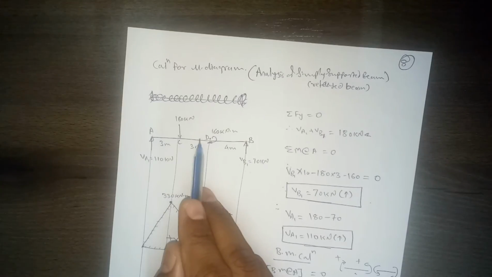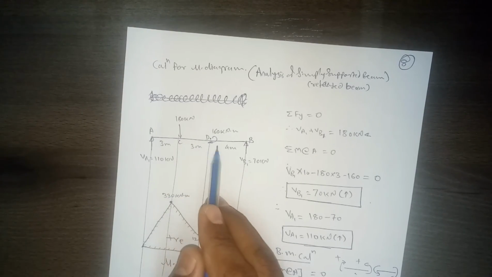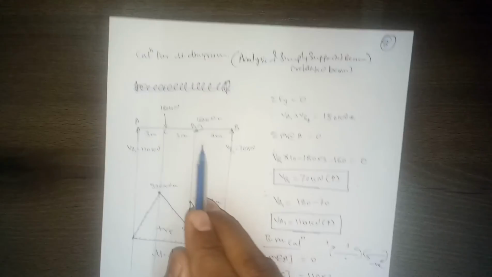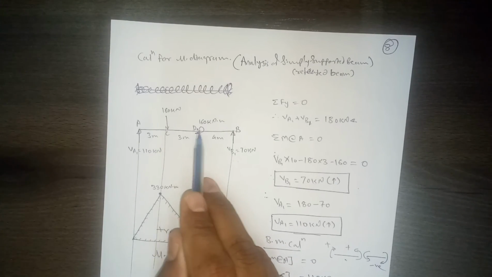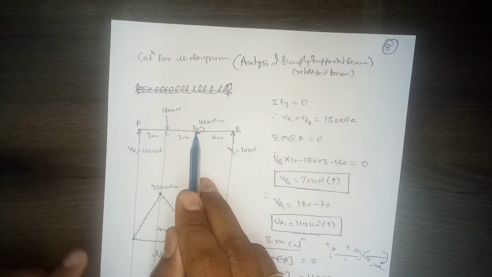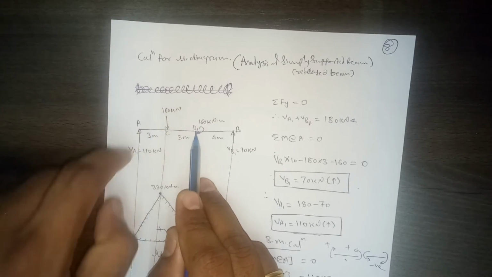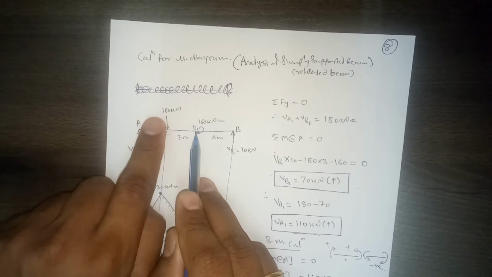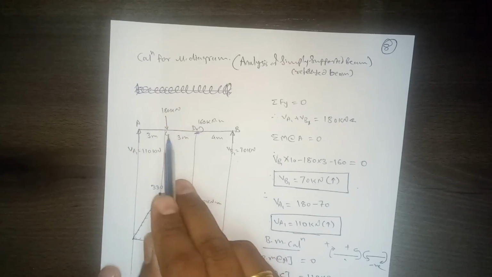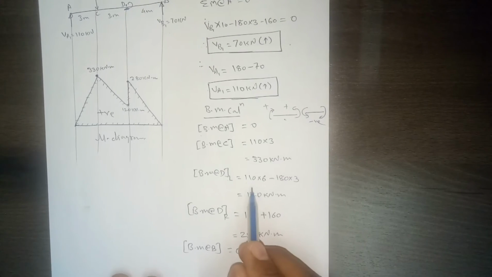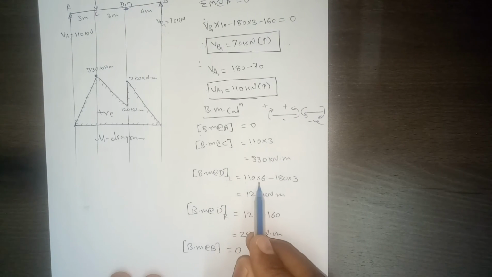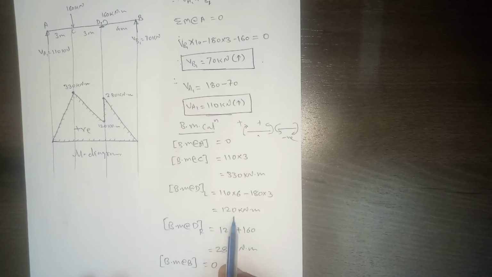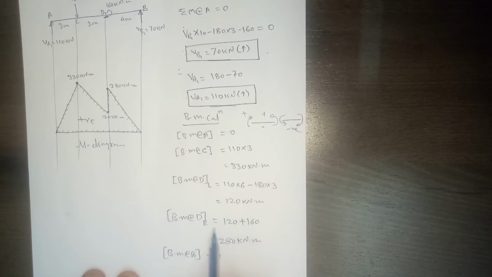Then at point D we have a concentrated moment, so we have to calculate left and right. We will calculate the left first. Here we are calculating on the left-hand side, so we won't be considering this moment first. So it will be the moment due to these two forces, which is equal to 110 multiplied by 6 minus 180 into 3 meters. You substitute and you will get 120 kilonewton meter.